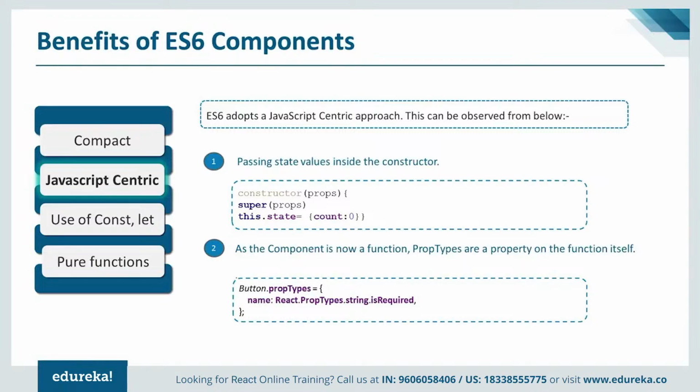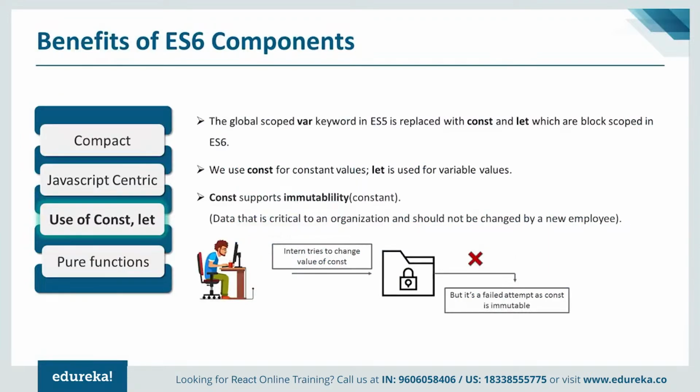And now the component is a function. This is very important to note here. Component is now a function. PropTypes are a property on the function itself. This is very important. As I said, the var keyword in ES5 was globally scoped. So now the global scope var keyword in ES5 is replaced with const and let, which are block scoped in ES6. We use const for constant values and let for variable values. And const supports immutability, because it is constant, so its value cannot be updated.